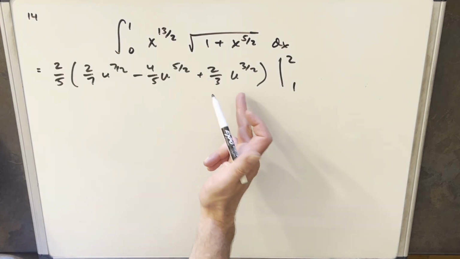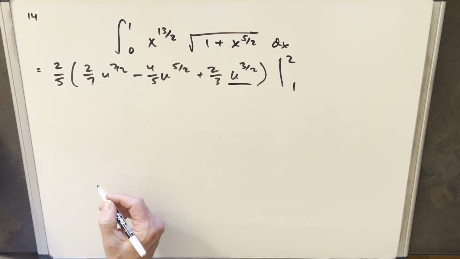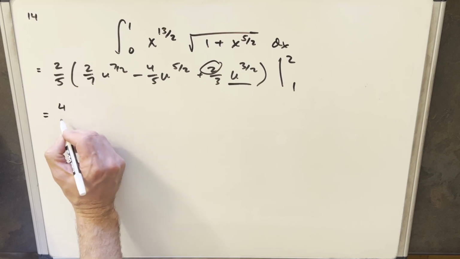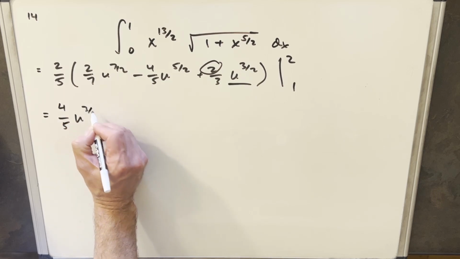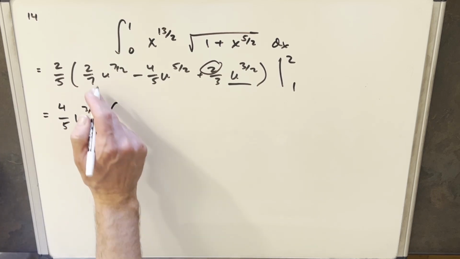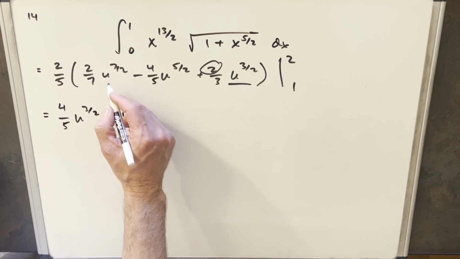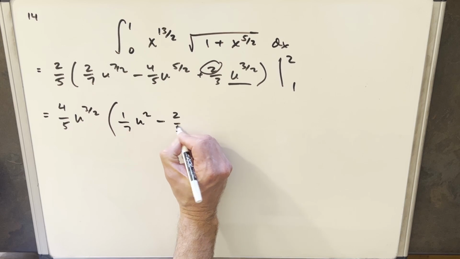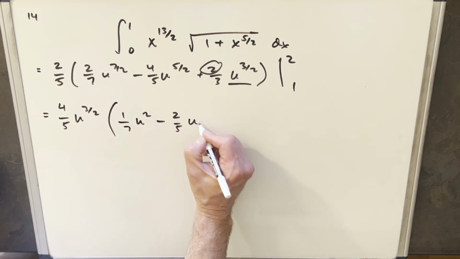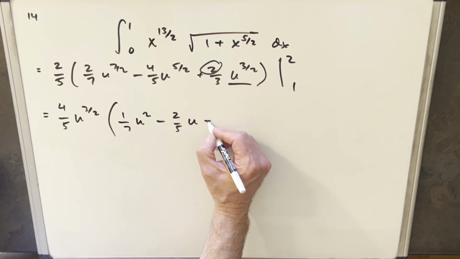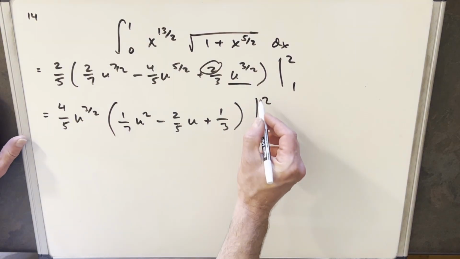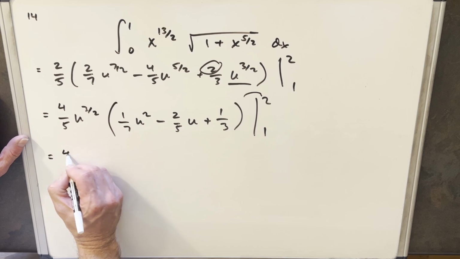Okay, now from here, for the simplification, I'm going to factor out a 2u to the 3/2. So we'll have a 4/5 in front and u to the 3/2. Let's see how this simplifies. Now this is going to be 1/7 u squared minus 2/5 times u, and then this last piece is just going to be 1/3. Now we'll just evaluate this, and first we'll start with the 2.